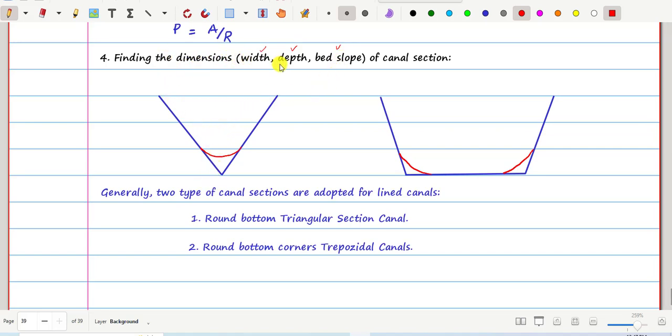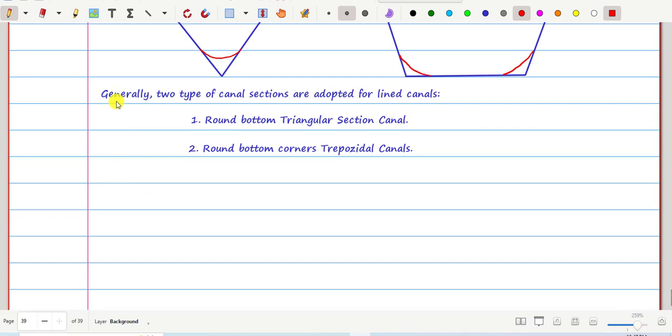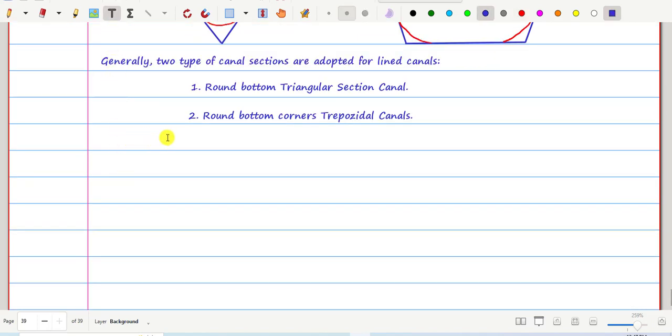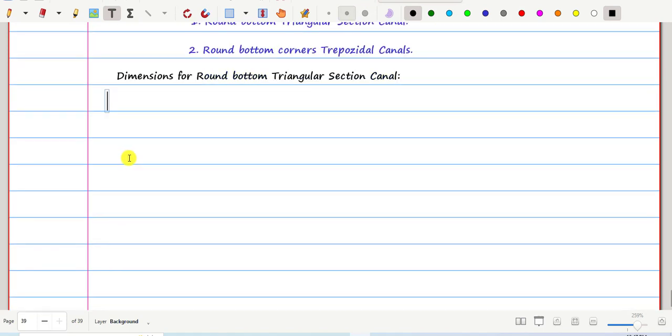What are going to be the dimensions for this round bottom triangular section canal? Let's see this one first.